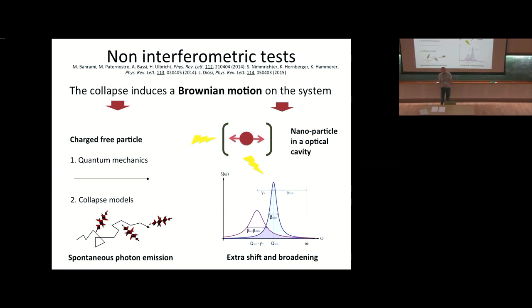So the particle jiggles around. Now, what happens when the particle jiggles around? If it's neutral, nothing, it just moves around. But if it's charged, yes.